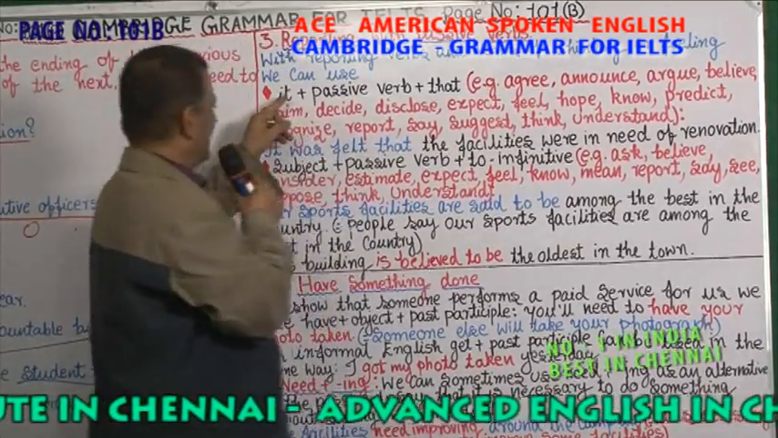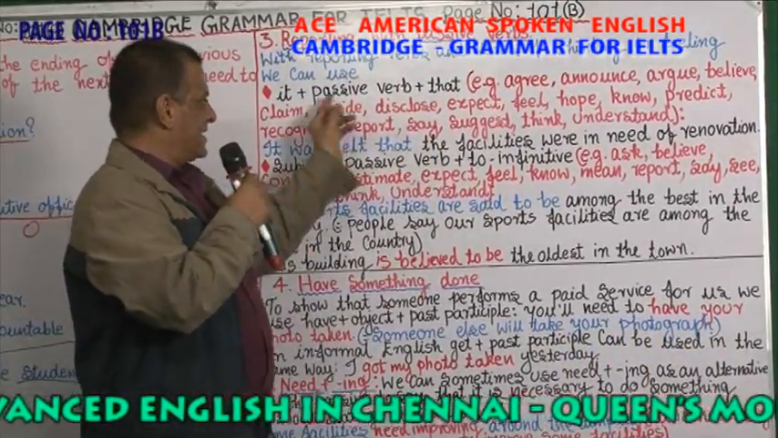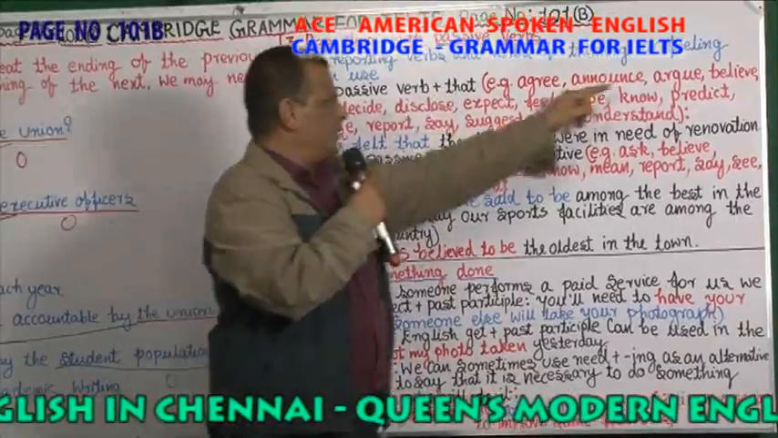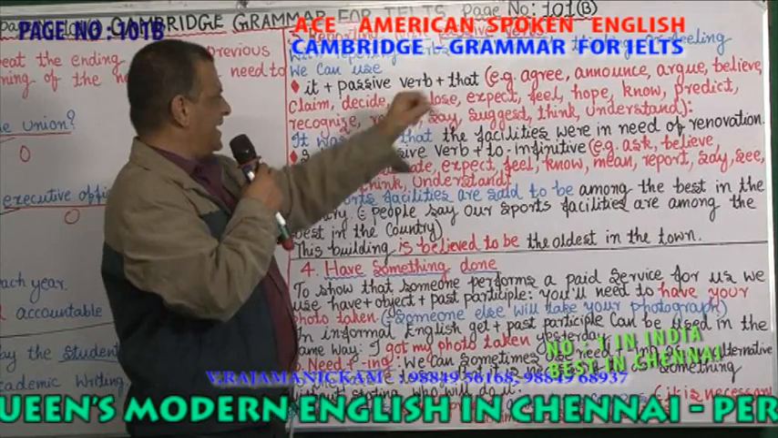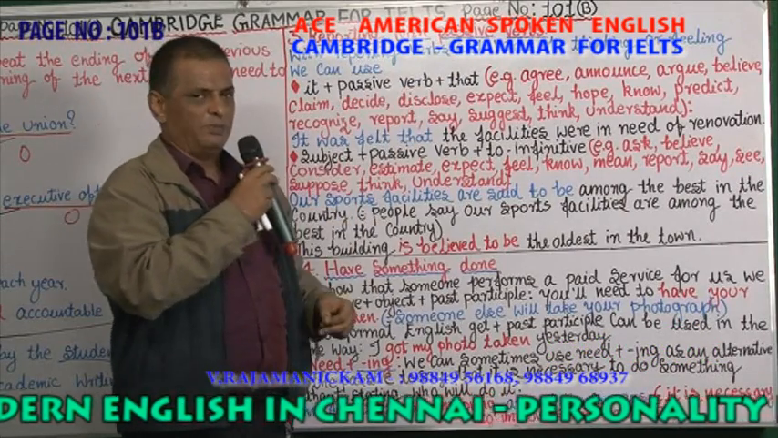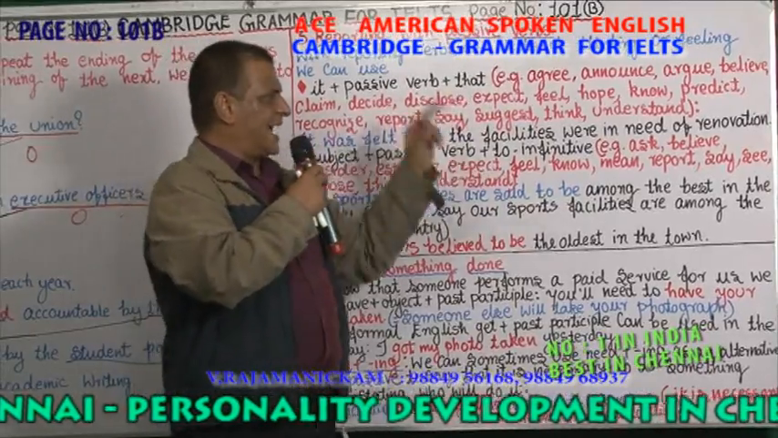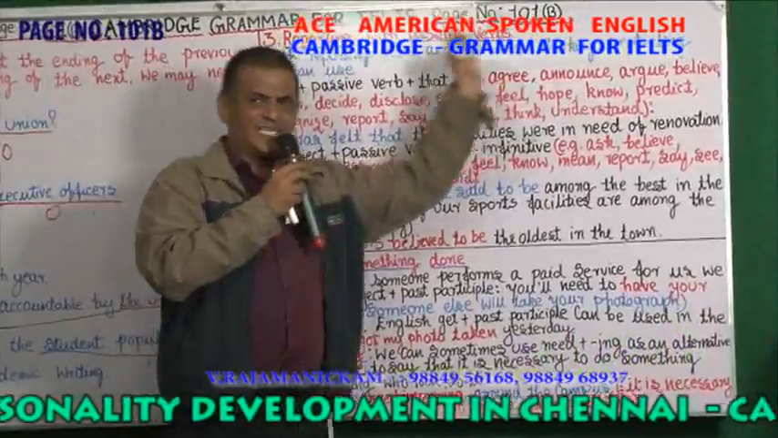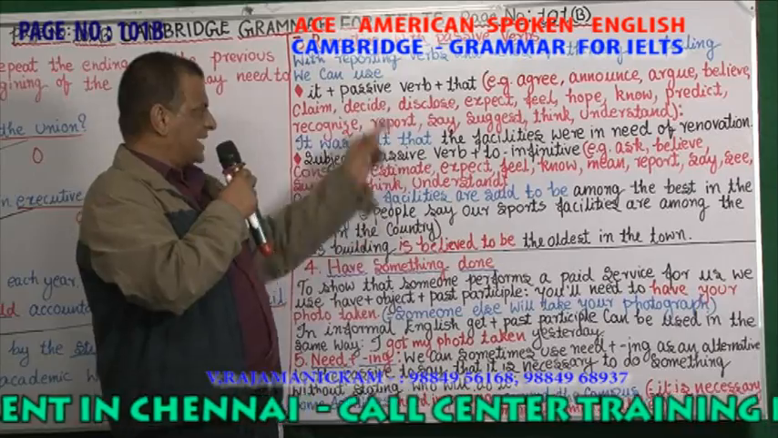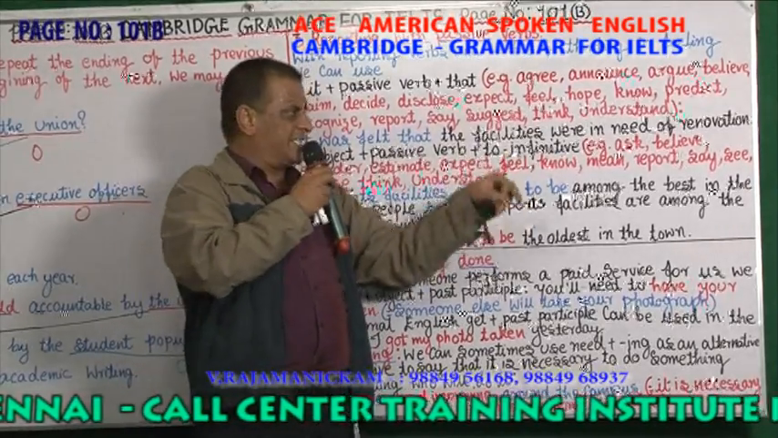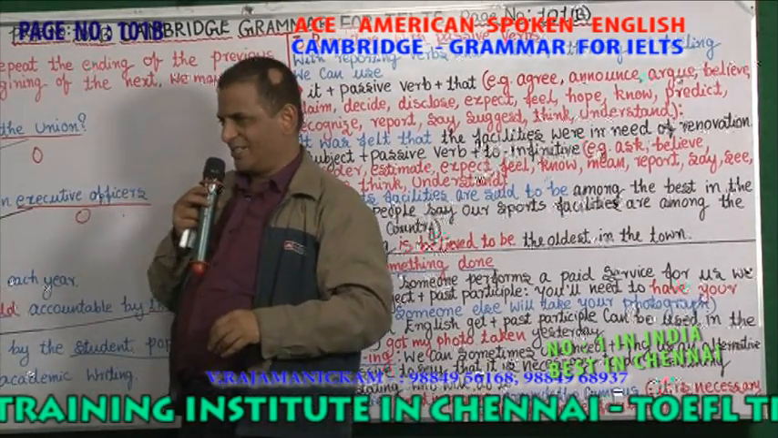I agree. It is agreed. Passive verb. It is agreed that. It is announced that. It is argued that. It is believed that. Claimed that. It is decided that. It is decided that tomorrow will be a holiday. It is disclosed that. It is expected that. It is felt that. It is hoped that. It is known that. It is predicted that. It is recognized that. It is reported that. It is said that. It is suggested that. It is thought that. It is understood that. You got it? Got it?